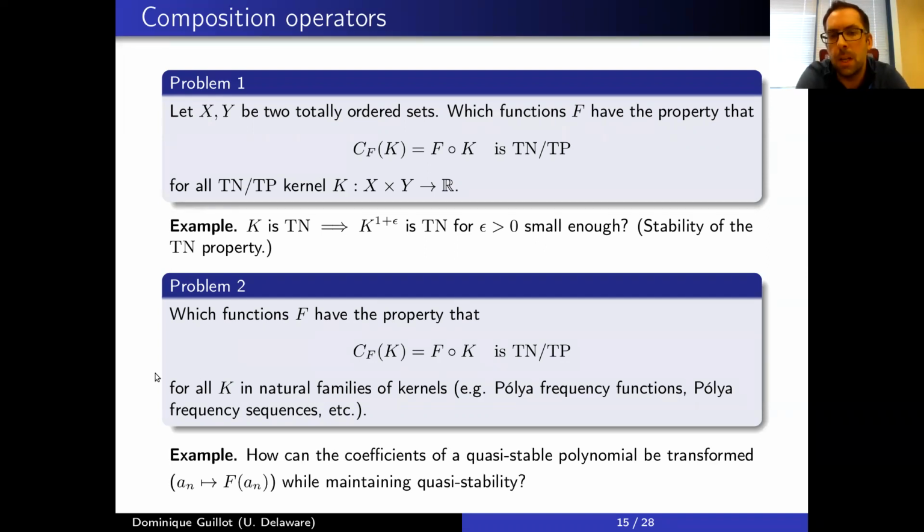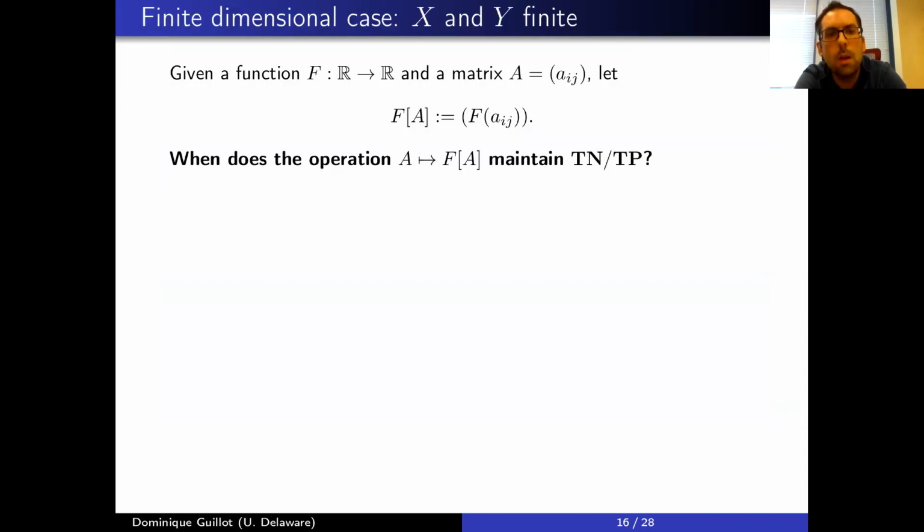Another example of applications of that will be, suppose I take a quasi-stable polynomial. I want to act on its coefficients, so I transform the coefficients. For example, you can take a power of the coefficients just like above. Is the polynomial resulting from that operation going to be also quasi-stable? And of course, this is equivalent to preserving total non-negativity on some special matrices, so here the Hurwitz matrices. Okay, so we were able to answer many of these questions.